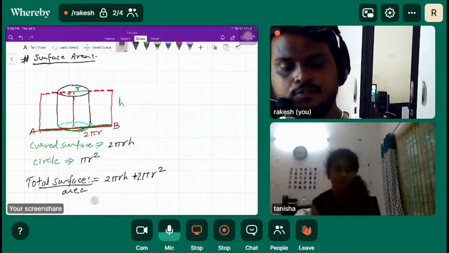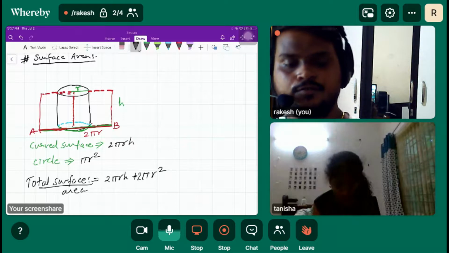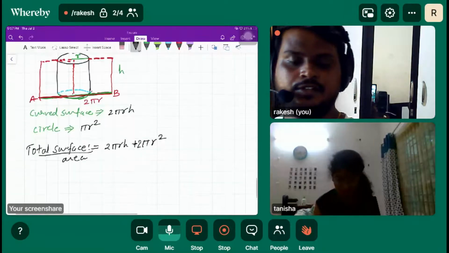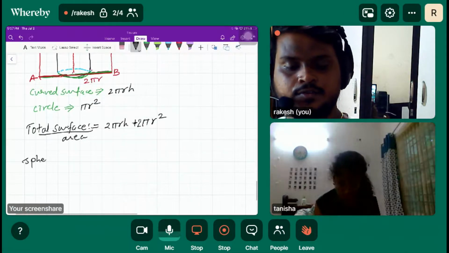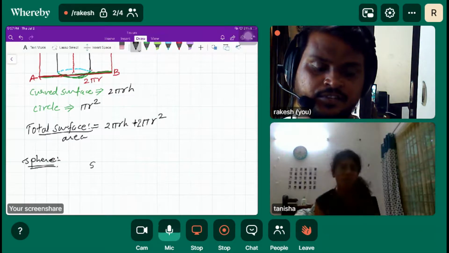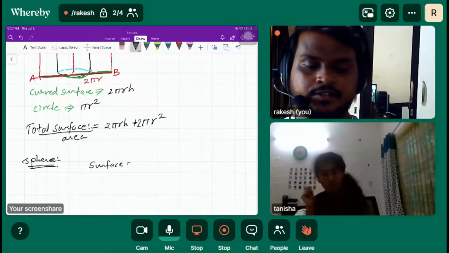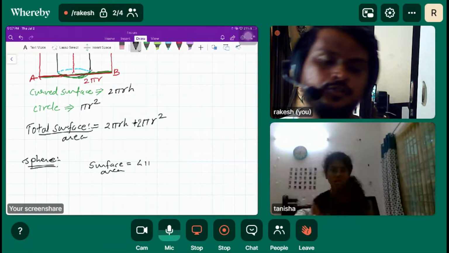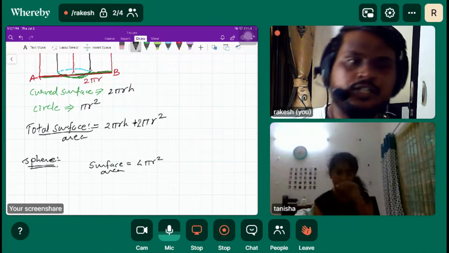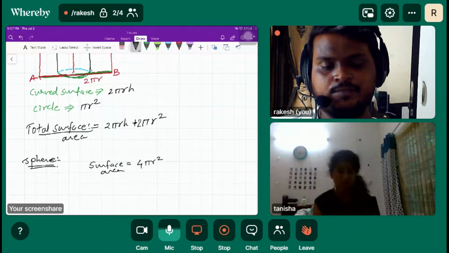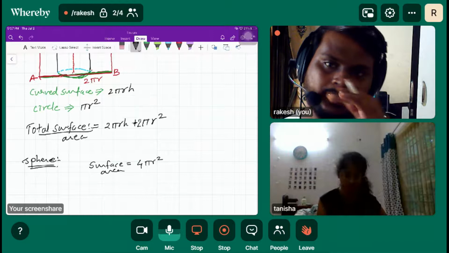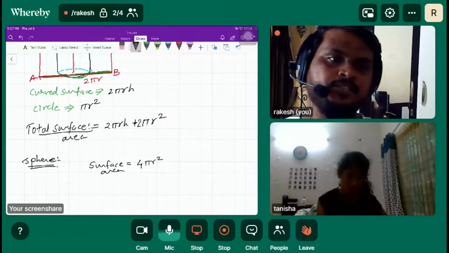So this is one of the formulas for the cylinder. Now for the sphere, let me put the name. This is the cylinder. Now for the sphere, what is the surface area? The surface area of a sphere is 4 pi r square. It's from observation, or you will find different techniques, but the proof of that is not in the scope of this book, because it requires higher mathematics.